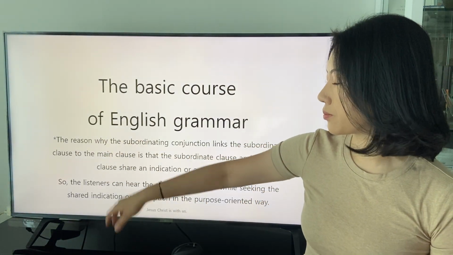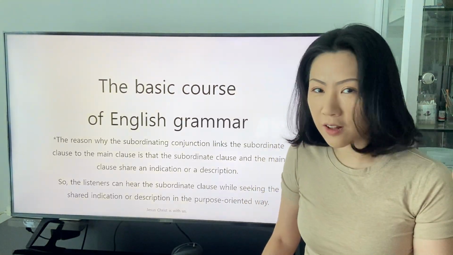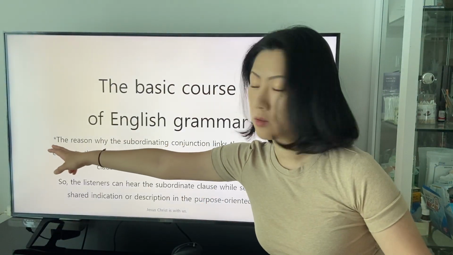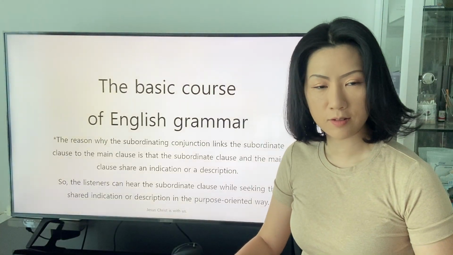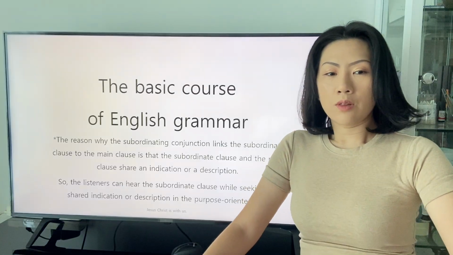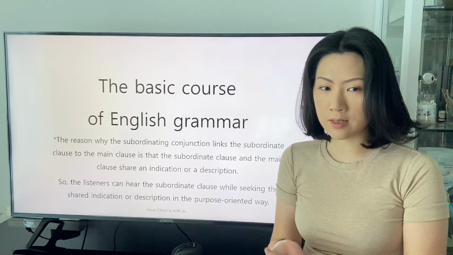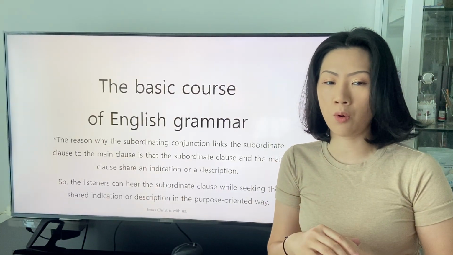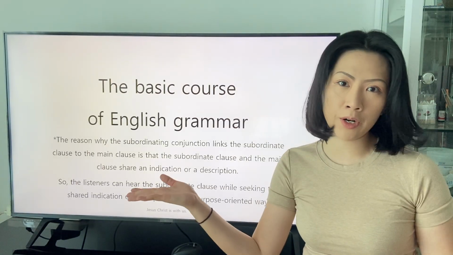The name of this class, the title of this class, is stated with a sign. The reason why the subordinating conjunction links the subordinate clause to the main clause is that the subordinate clause and the main clause share an indication or a description. This can be the summary of the entire class.